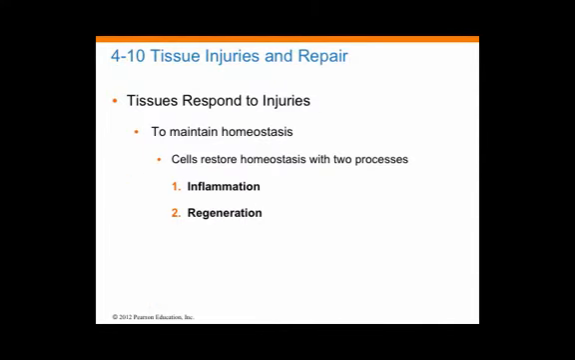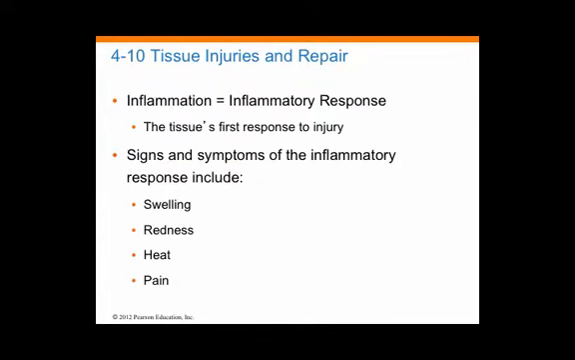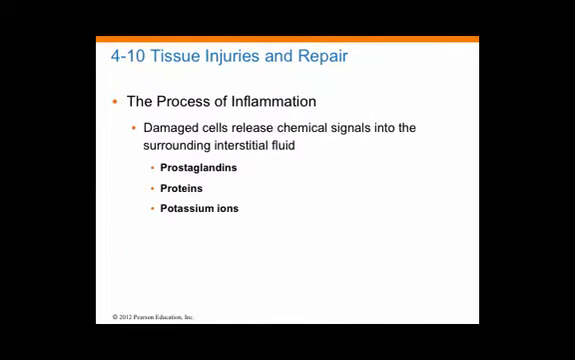Tissue injury occurs with mechanical trauma or infection. The body's first response is inflammation. Signs of inflammation include swelling, redness, heat, pain, and loss of function. Inflammation is the release of chemicals into the surrounding interstitial fluid to destroy injured cells and attack pathogens.